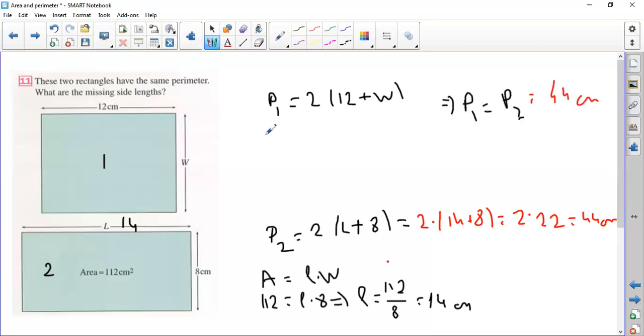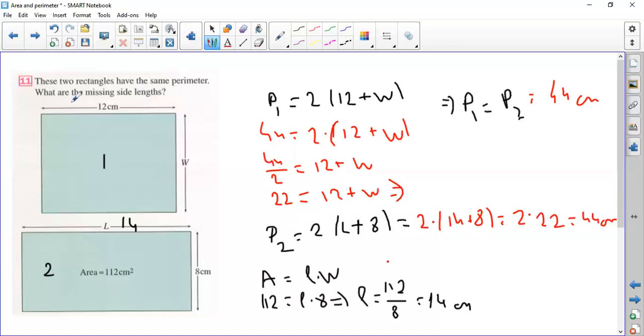Now I can find W. So 44 is equal to 2 times (12 plus W). We have a linear equation and we know how to solve it. First of all, I am passing this 2 to the other side with division. I have 44 divided by 2 is equal to 12 plus W. So 44 divided by 2 is 22, equal to 12 plus W, which means W is equal to 22 minus 12. What is 22 minus 12? It is 10. So W is 10 centimeters. In this way, we found the unknown values that we needed to find.